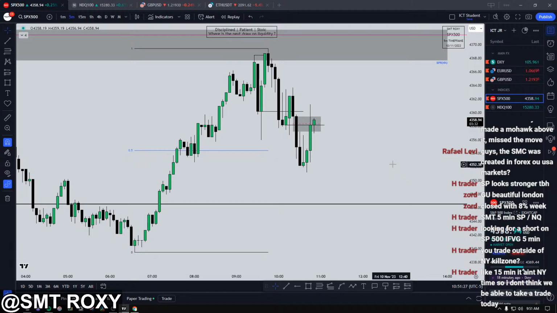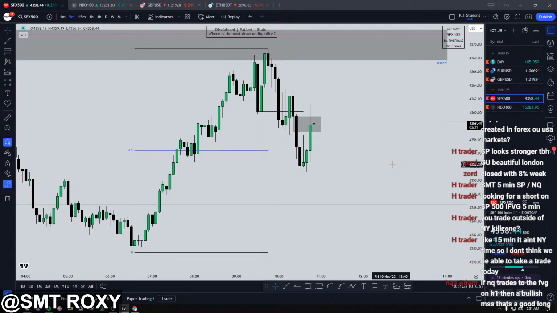I'm just watching this market. Maybe this is the market maker buy model forming on SPX here. I can probably see it. This right here. We formed this right here. That's kind of what I see.